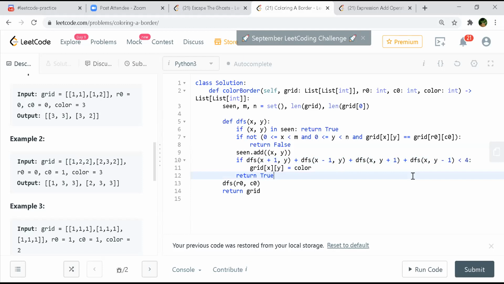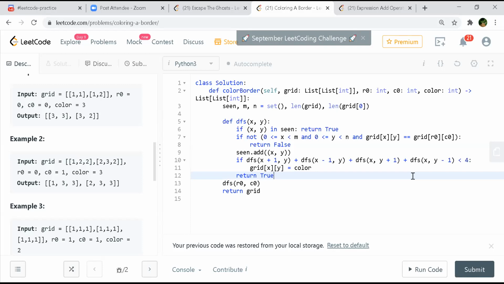Because if any of its DFS calls doesn't return true, it means that one of the neighboring cells is not the same color as this one, so it will return false. So it will be 0, or minus 1. But what if everything was false? If it was 0, that means it was not part of the component, not connected at all. Okay, yeah, that is a good point.